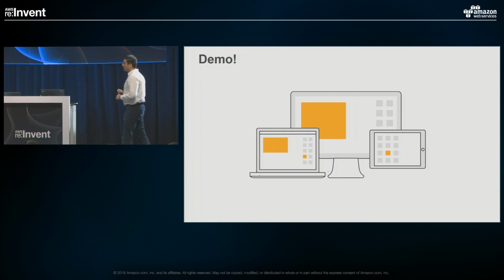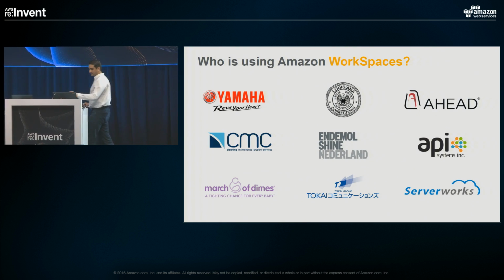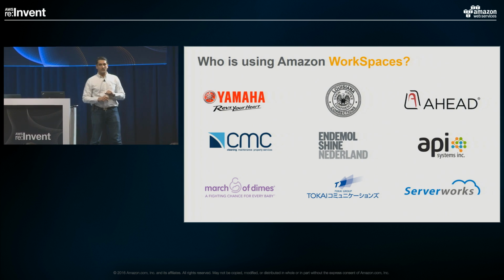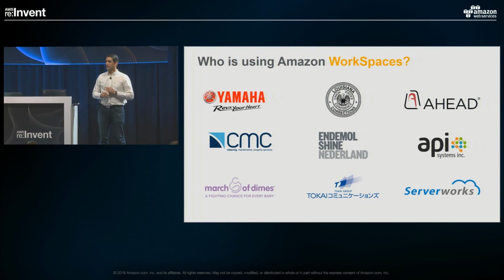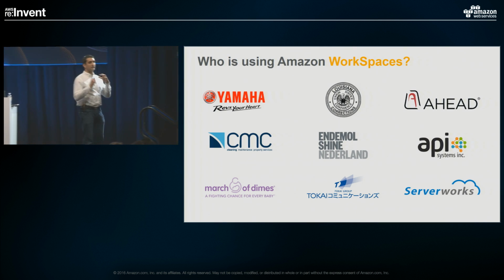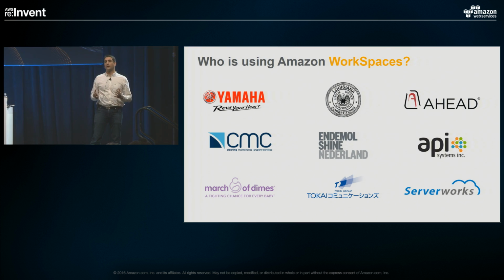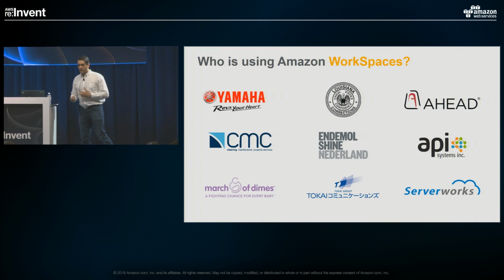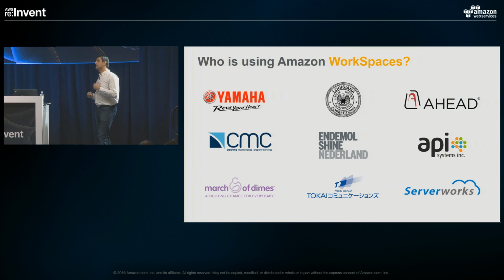We did a demo. Now let's talk about customers. So who's using Amazon WorkSpaces? We have a host of customers using this in production. We have Yamaha, we have Ahead, Endemol Shine, March of Dimes, ServerWorks, that's a customer in Japan. Tokaya is a customer in Japan, Louisiana State Department of Corrections, and many others that have used WorkSpaces as a go-to for their VDI. In particular, I want to highlight two stories that I think are relevant for the audience, and I think you guys can take away from it a lot of key lessons, what may be helpful in your organization.